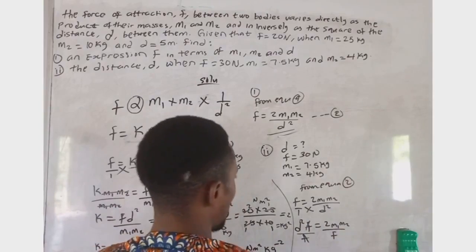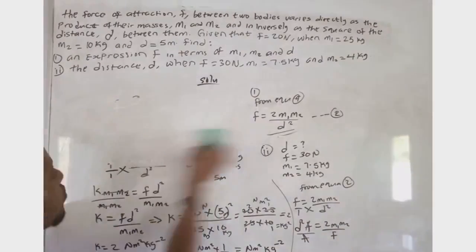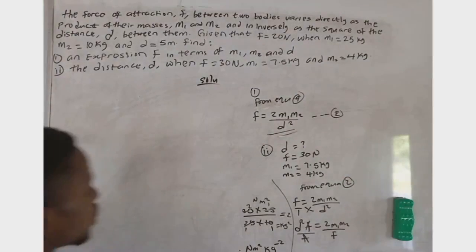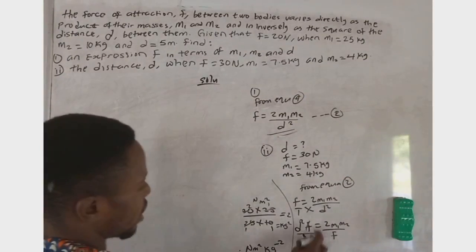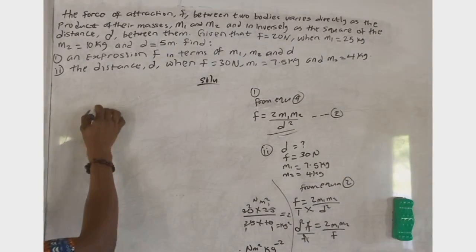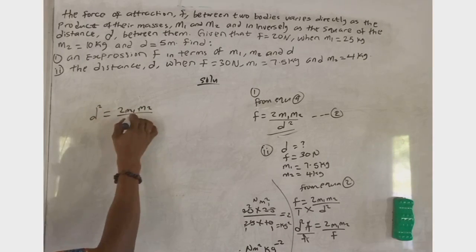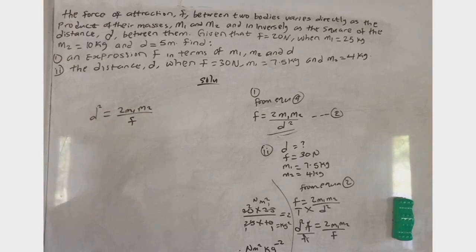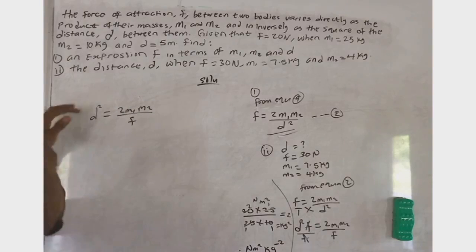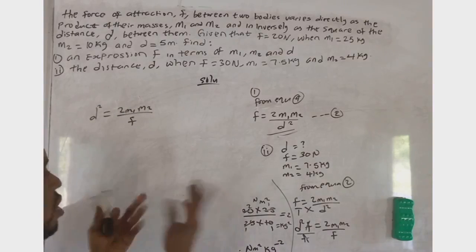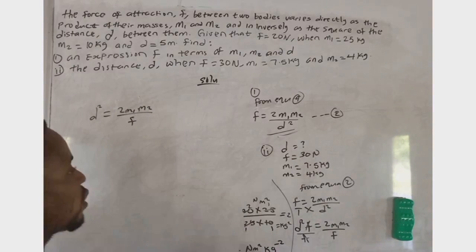So let me clean this up, yeah? So we are left with what? F can cancel F here. So we are left with D squared is equal to 2 m1 m2 over F. Now we are looking for D, not D squared, here we want only one D.